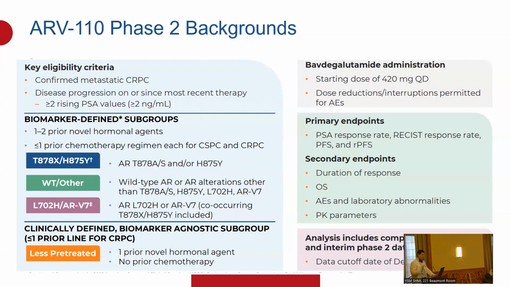At this moment, they have not reported any data from the PFS and rPFS. And so for the following few slides, I'm just going to be talking about PSA response rate and RECIST response rate.